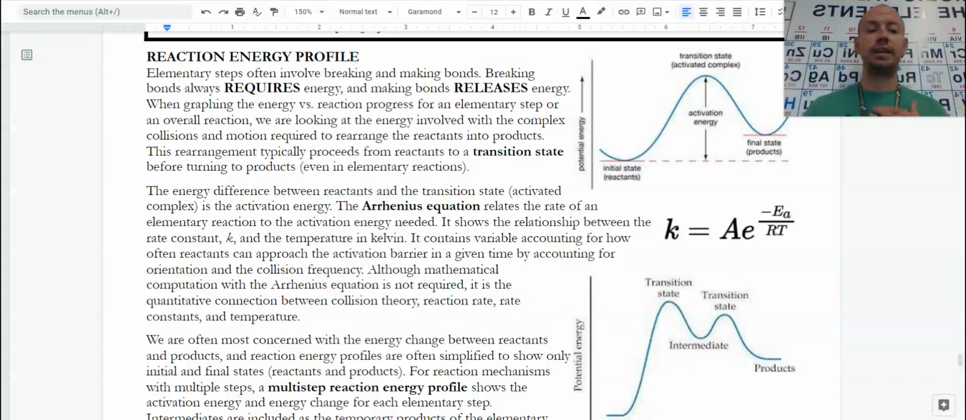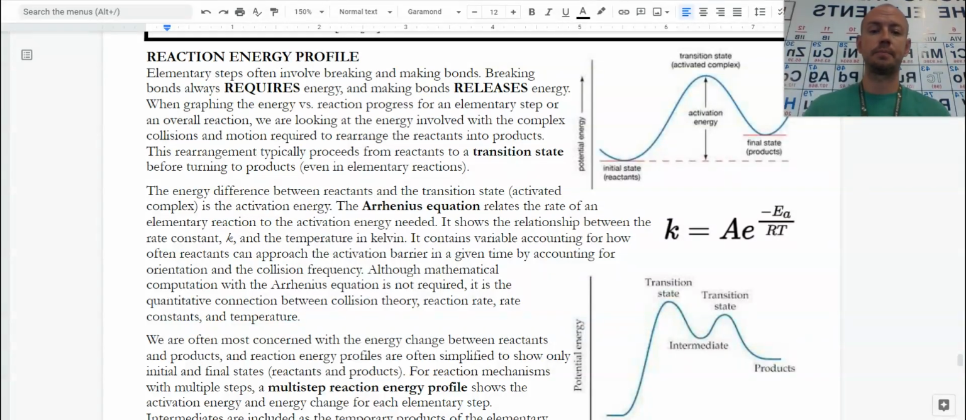We won't do any calculations with this, but we do want to understand or remember that K is related to the activation energy and K is related to the temperature as well. So when we change the temperature, we're changing K, but that's not necessarily changing the activation energy. They are independent variables of one another, both of which can change our K, which we know would impact our reaction rate.